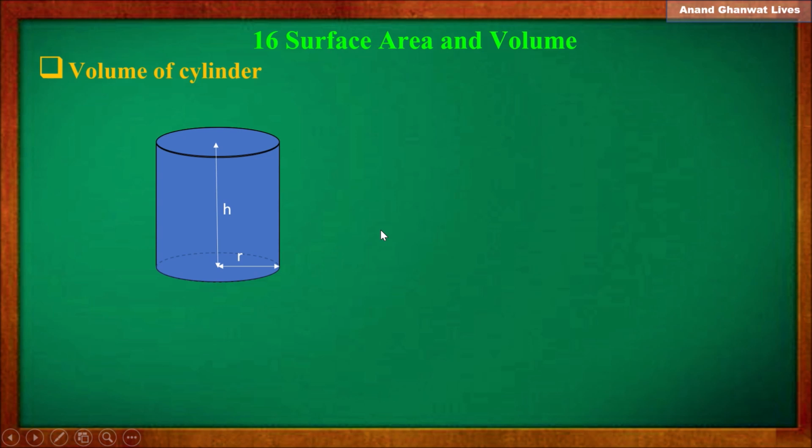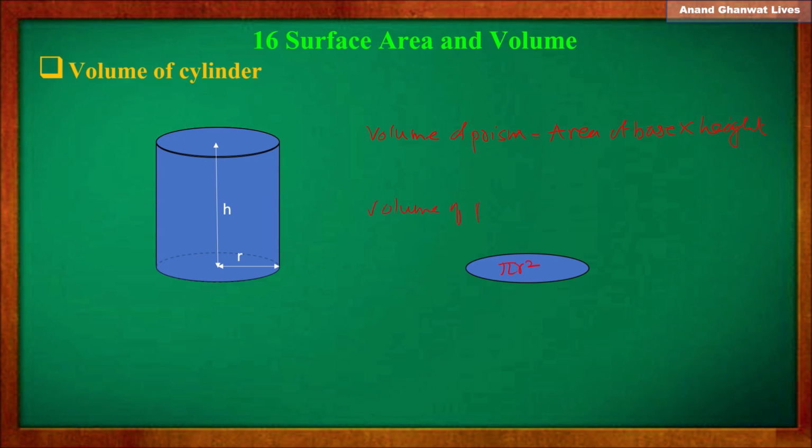Now you know that the volume of any prism has a common formula. It is equal to area of base into height. So area of base into height is the common formula for volume of a prism. Now observe the base here, which is circular in shape, and the radius of that circle is r. So the area of the base is pi r square, and the height of the given cylinder is h.